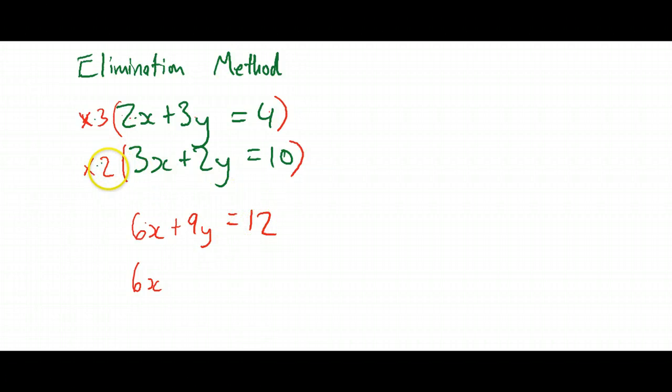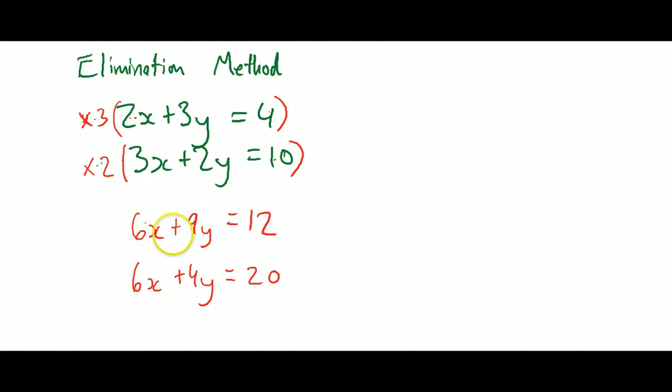In the second equation, 2 times 3x will give us 6x, that's what we want. 2 times 2y will give us plus 4y, and 2 times 10 will give us 20. Okay, so now we've got two equations, and the 6x bit is the same. That's what we need so that we can eliminate them.